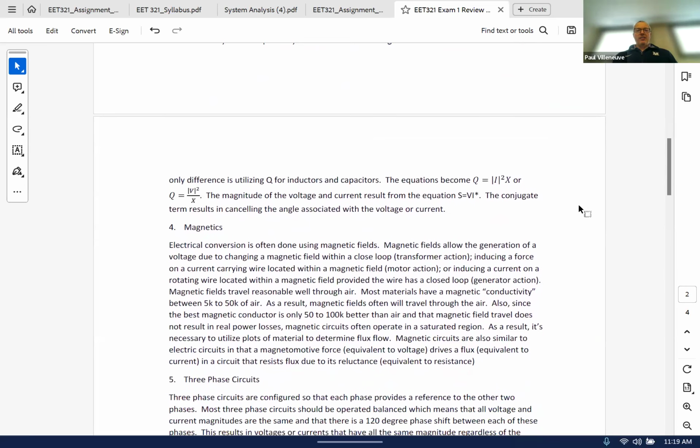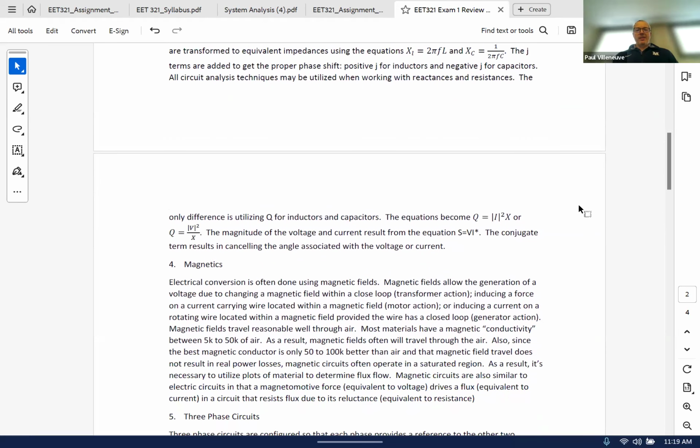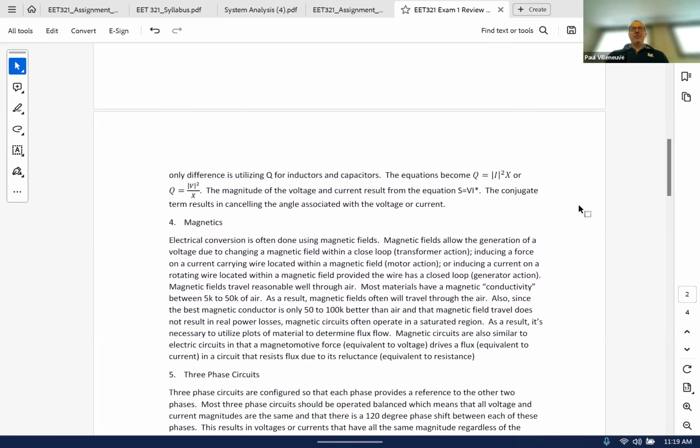Let's see. So I think we talked about everything here. We already kind of talked about S equals VI conjugate. Go ahead, Drew. I guess if you were to calculate Q using one of those equations, do you keep the J in there? Excellent question. Do you keep the J with Q when you do the calculations here? No. You have to keep the sign of it though? Nope. Why don't you not have to keep the sign? Q is a real number, isn't it?